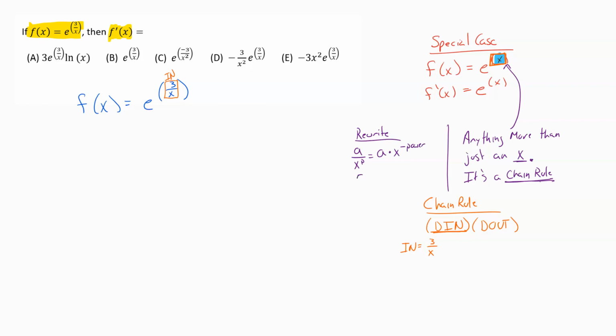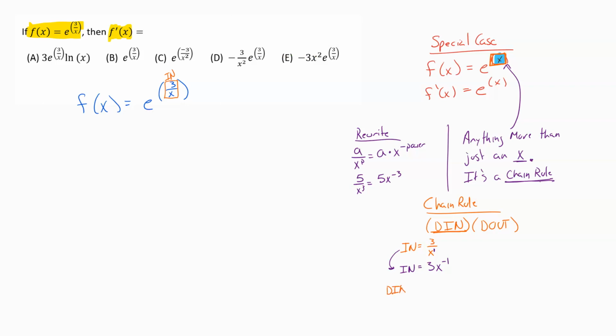Anytime you've got a number over x, that's one of the classic rewrites you always have to be on the lookout for. You always need to rewrite that x by bringing it from the bottom to the top and making that power negative. So if you had something like 5 over x to the third, you would want to rewrite that as 5x to the negative 3. Here, our unwritten 1 is what our power is. And so the rewrite on this is going to be 3 times x to the negative 1. That was just a rewrite to get from there to there. And now we're going to go find that actual derivative of the inside.